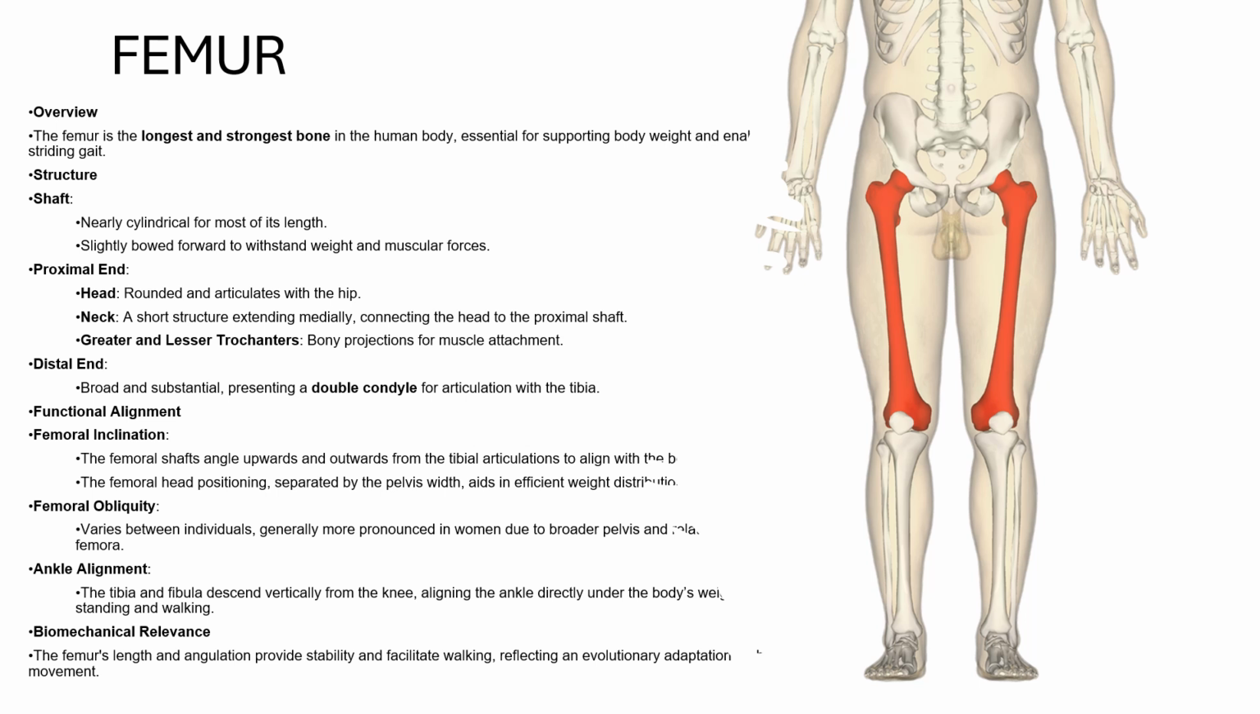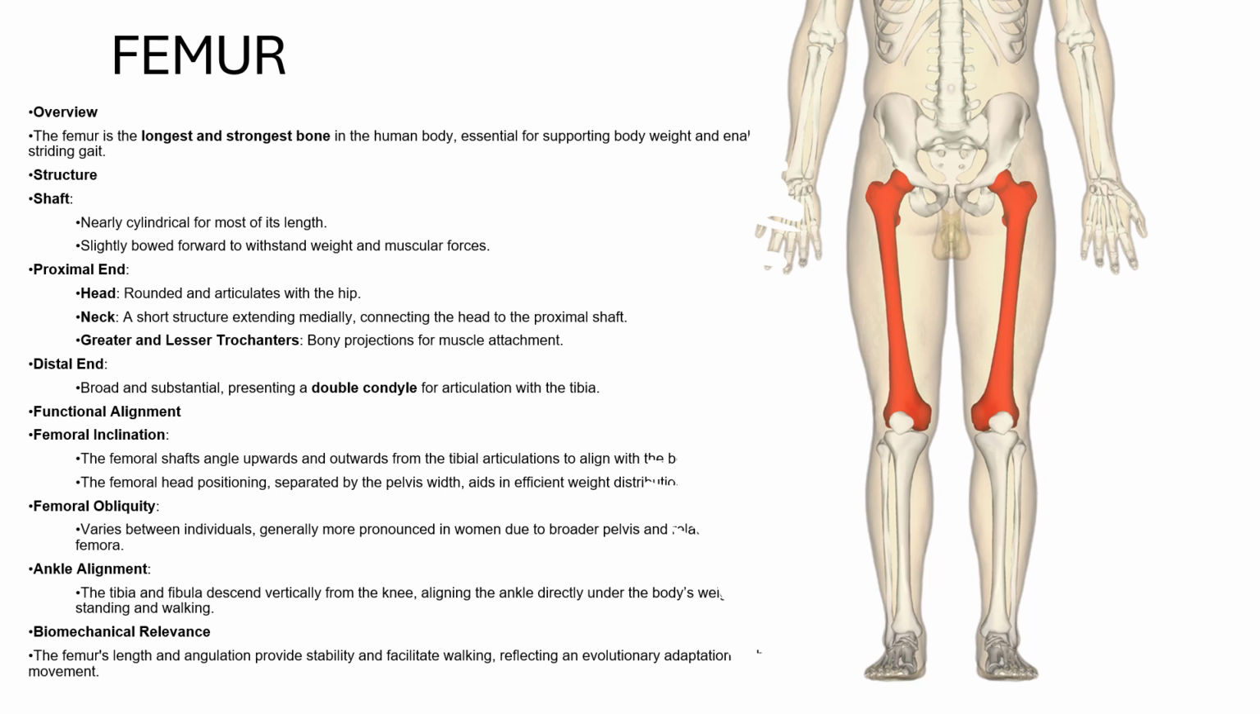There are two bony landmarks: one is the greater trochanter and the other is the lesser trochanter. They are the bony projections for muscle attachments. In the distal end, it is broad and substantial, presenting a double condyle structure which articulates with the condyles of the tibia.